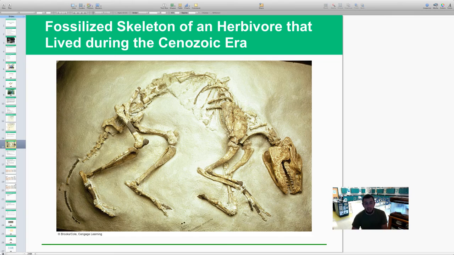This is just a look at one of the types of fossilized skeletons. This is of a herbivore that lived during the Cenozoic era. You will be responsible for knowing the different eras. We haven't talked about that yet, but you are responsible for knowing that for the AP exam. But we're not going to talk about that right now. This is just one organism and a view of a fossil.